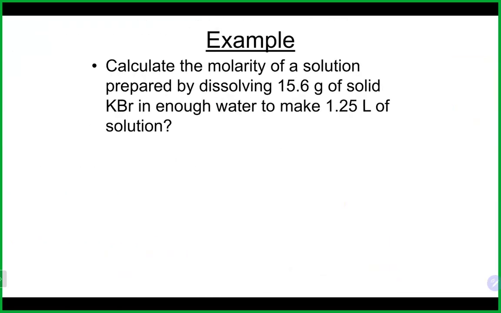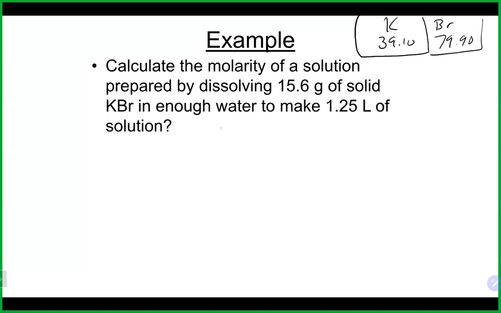All right, so why don't we try an example here? We want to calculate the molarity of a solution prepared by taking 15.6 grams of KBr in enough water to make 1.25 liters. I would look at the periodic table, but apparently it went down, I think. So it's over there, I think. All right, potassium is, I think, 39.10 still. And our bromine is 79.90. Why not? Take a look.